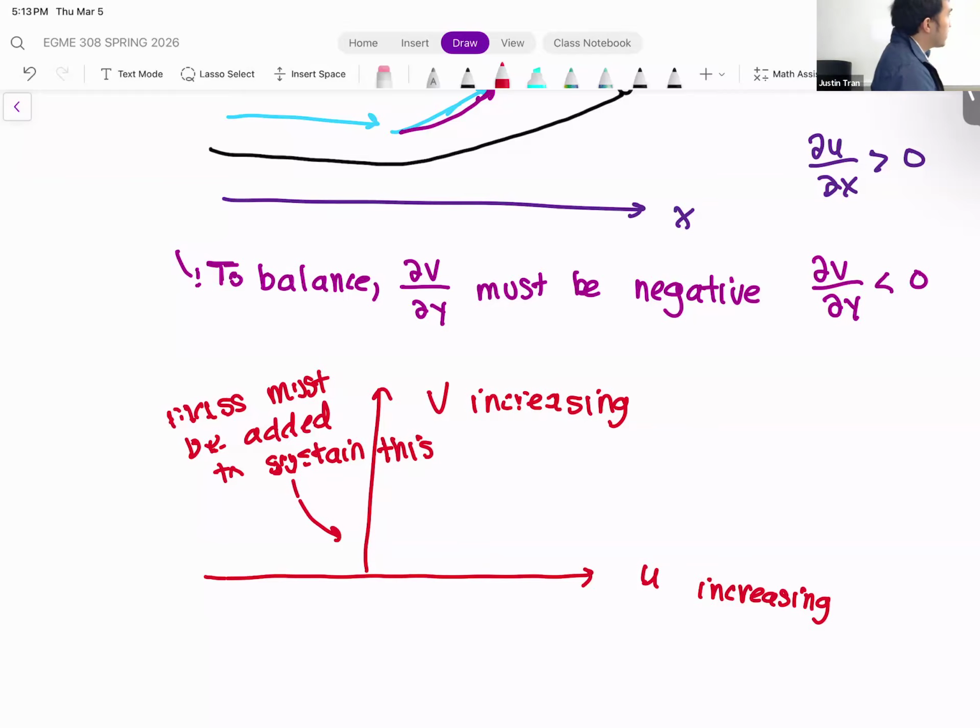And the main tenet of conservation of mass is that we cannot create mass from nowhere. And so we cannot create mass to sustain the situation where we're increasing the velocity in the x and y direction at the same time. That situation obviously violates conservation of mass, and therefore we cannot have it. So that's essentially what the divergence tells us.